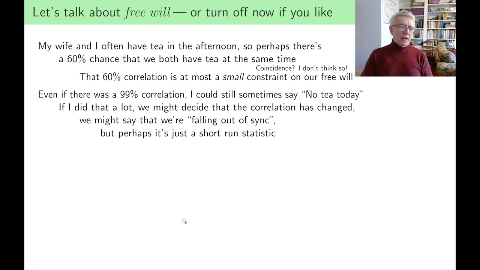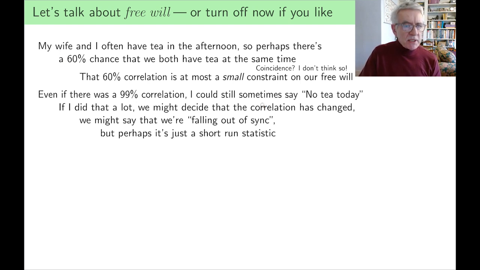So another thing that the literature thinks about considerably in regard to the Bell inequalities is free will. So if it bores you, turn off now. My wife and I often have tea in the afternoon, so perhaps there's a 60% chance we both have tea at the same time, which I suppose is not a coincidence. But that 60% correlation is at most a small constraint on our free will.